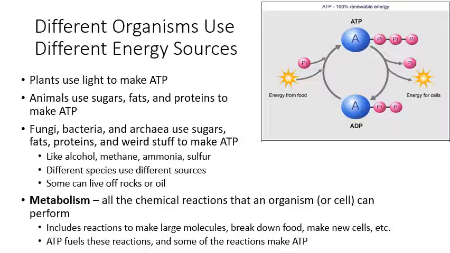Then other types of organisms, which would be fungi, bacteria, and archaea, are able to use lots of different things depending on which one we're talking about specifically. So they can use organic molecules just like animals can, the sugars, the fats, the proteins, but some of them can actually use weird stuff, especially the bacteria and the archaea. They can use stuff like methane or ammonia or different sulfur compounds. They could even use minerals from rocks or iron even. So different bacteria and archaea can use a lot of different stuff to make their ATP.